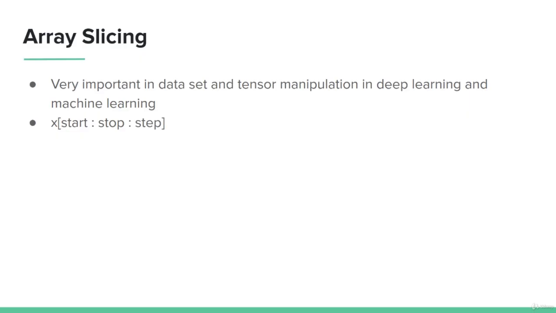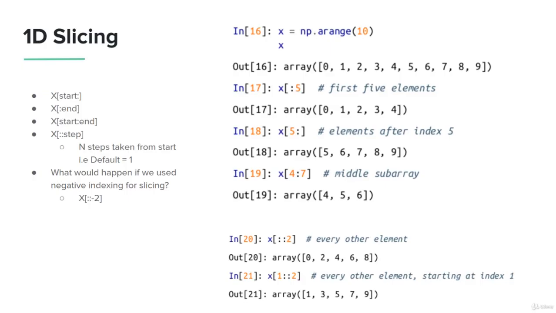As far as the syntax for slicing a NumPy array, we're going to use the start, stop, and step. We have discussed the start and stop before when we were talking about lists, but we haven't talked about steps. So let's talk about that. Let's talk about 1D slicing.